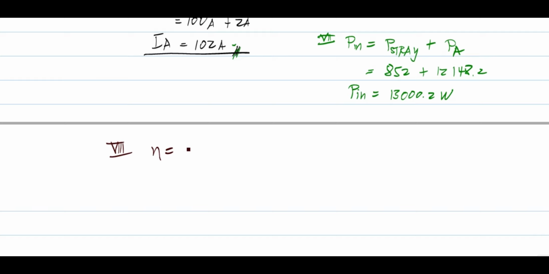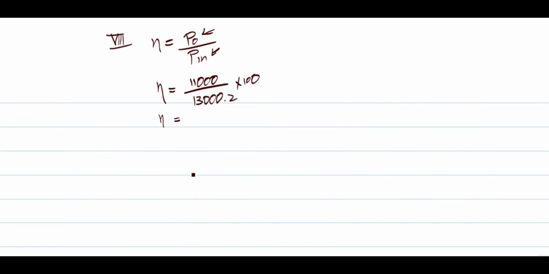Now that we have the power input, for the final answer, the efficiency is equal to P out over P in. We already have the P out and the P in. Therefore, the overall efficiency is equal to 11,000 watts over 13,000.2 times 100, which is 84.6%.